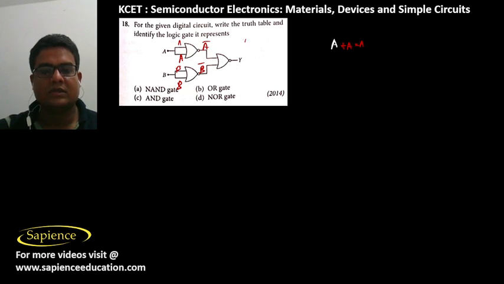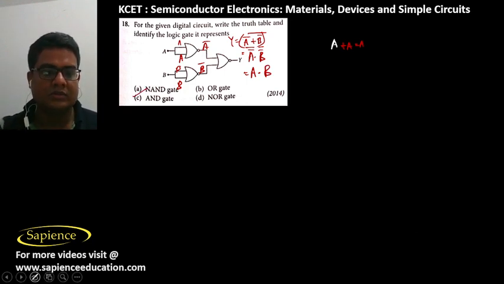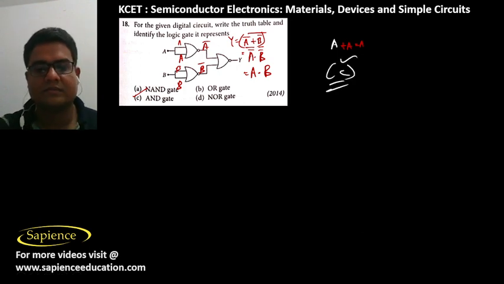So this is again a NOR gate. So this is A not or B not, whole not. So this will be A double not and B double not. This is A and B. So simply it is acting like an AND gate. Option C is the correct answer.